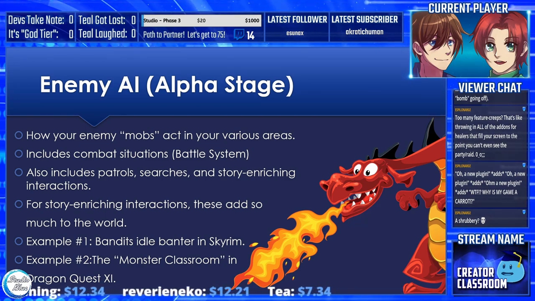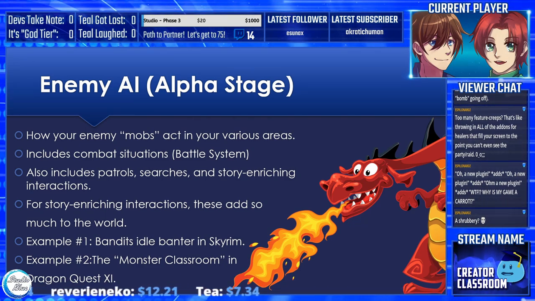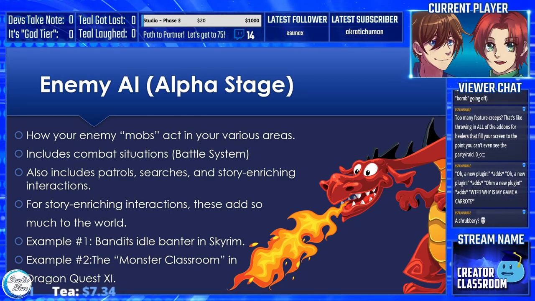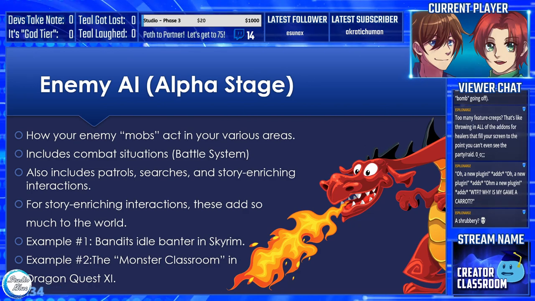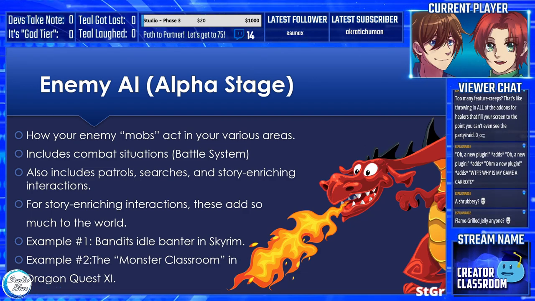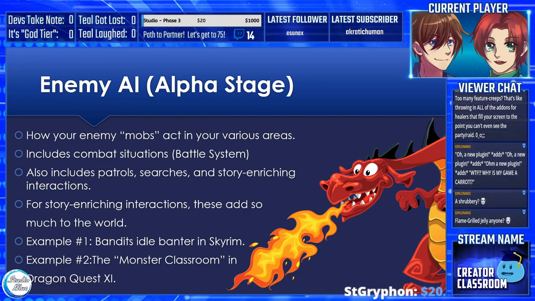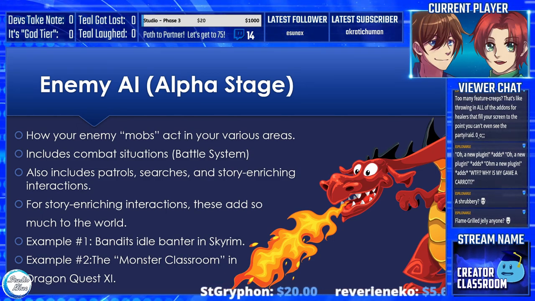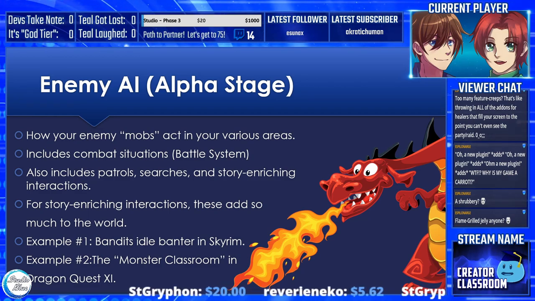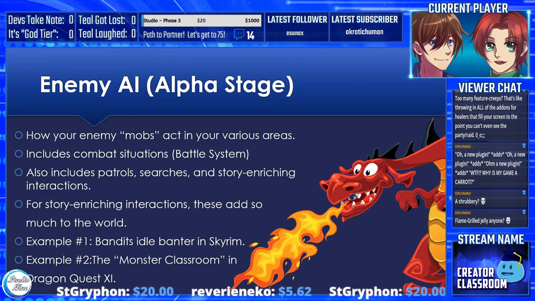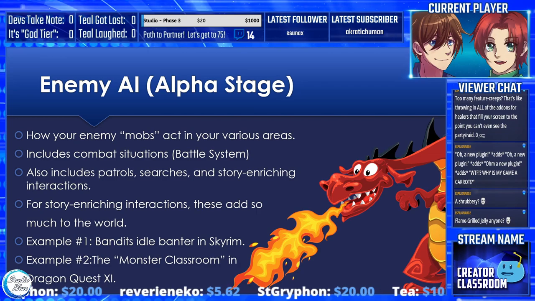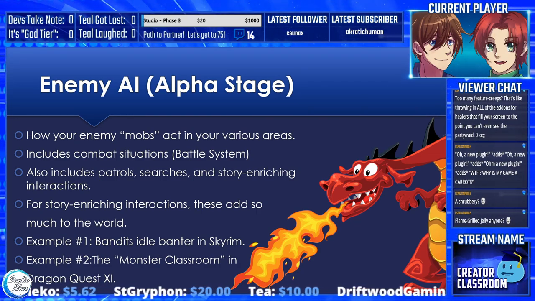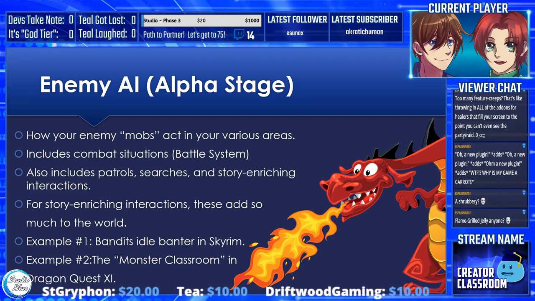He ran. This is how your enemies, effectively anything that can be classified as an enemy mob or troop, act in your various areas, dungeon or otherwise. The AI not only deals with combat situations, but also patrols, searches for the player's character, and even story-enriching interactions. For that last one, it is highly recommended that you include these.